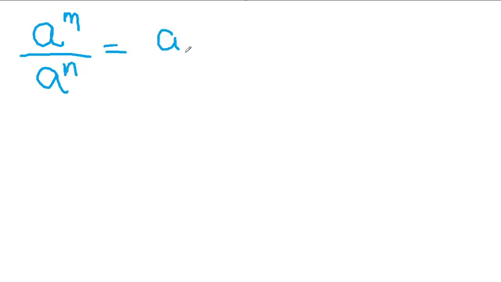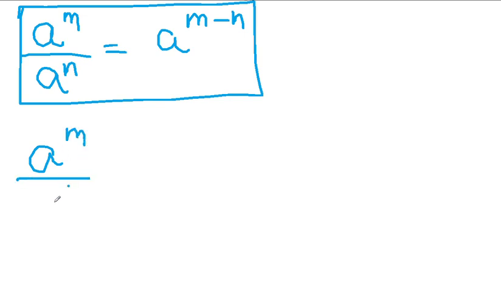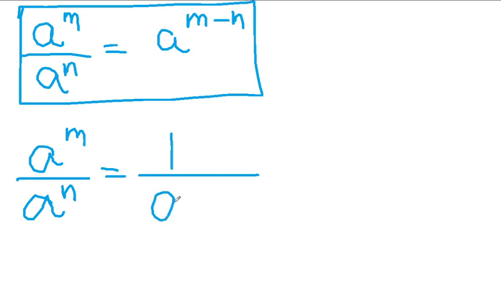So the next one would be a to the power of m divided by a to the power of n. What did we just study? A to the power of m minus n, right? That is one of the formulas. There can be another formula with the same thing. A to the power of m over a to the power of n can be written as 1 divided by a to the power of n minus m.